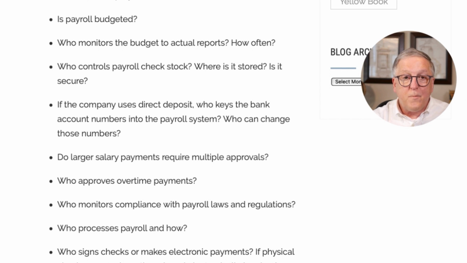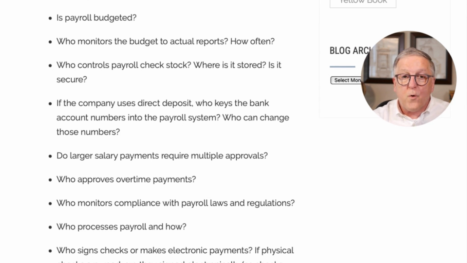Another question, who monitors compliance with payroll laws and regulations? So somebody should be making those payroll deposits in a timely manner. Somebody should be filing the 941s. You want to make sure there's somebody in the entity that has sufficient knowledge to get these regulatory issues dealt with in an appropriate manner. So who processes payroll? In other words, who approves the final payroll before it's paid?